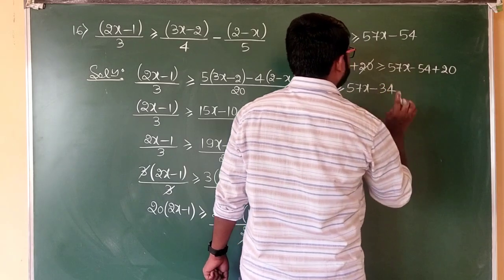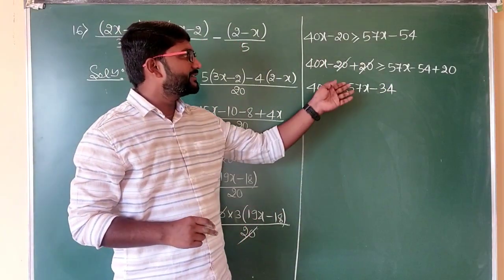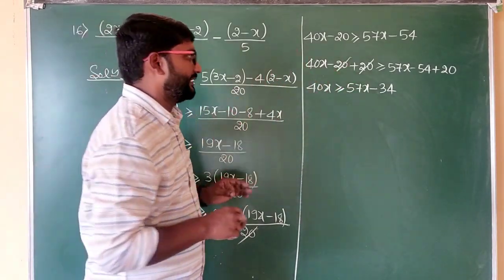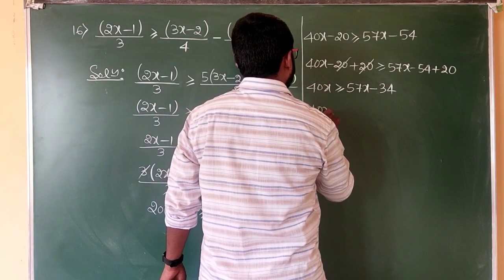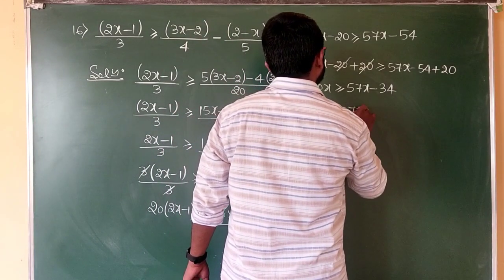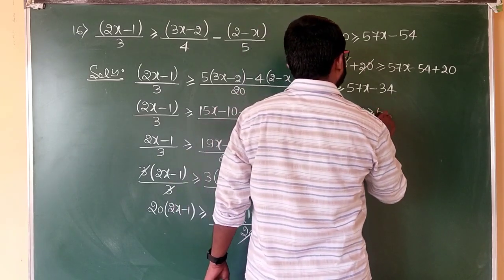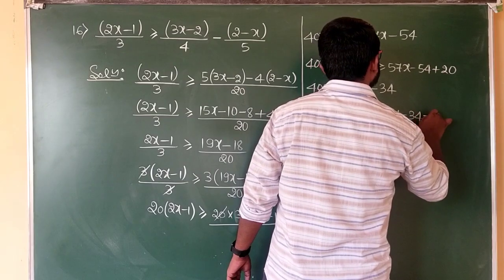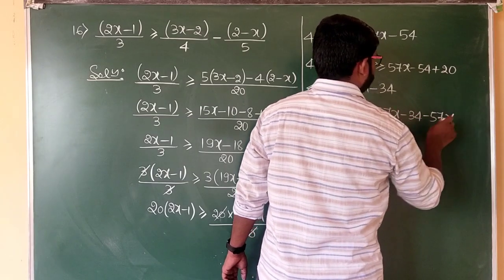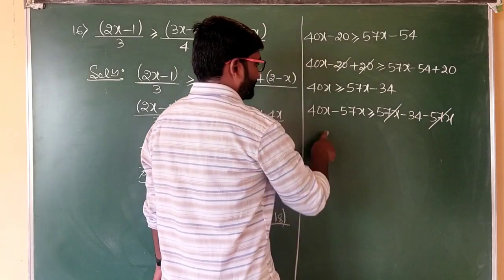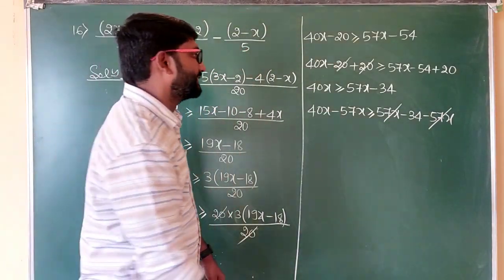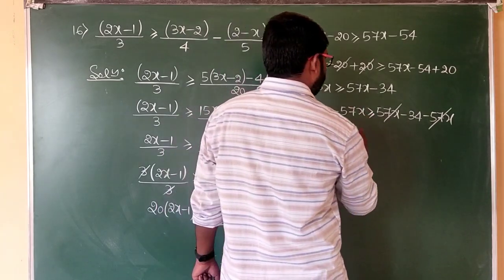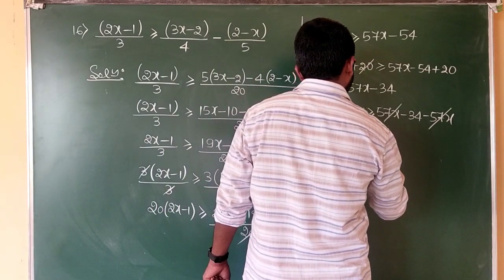Minus 34. Now we have to eliminate 57x on the right side. That means we need to subtract 57x. So, 40x minus 57x greater than or equal to 57x minus 34 minus 57x. These two get cancelled now. So, how much do we get? Minus 17x, greater than or equal to minus 34.